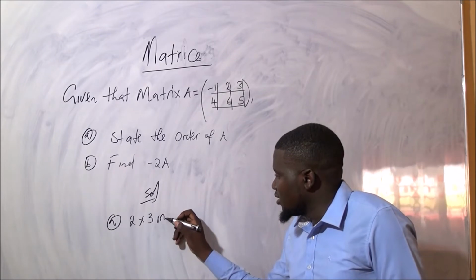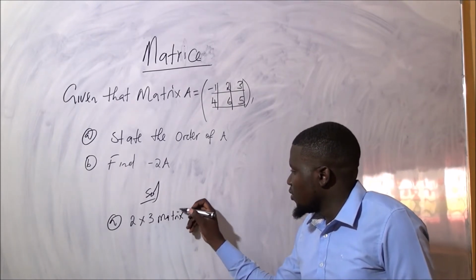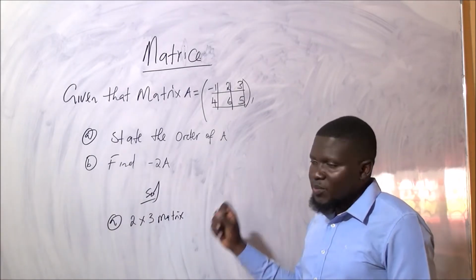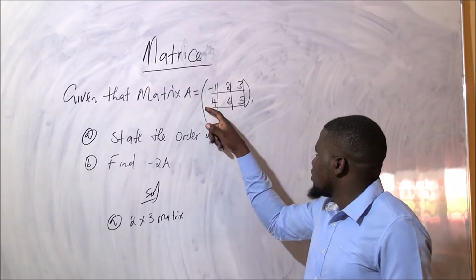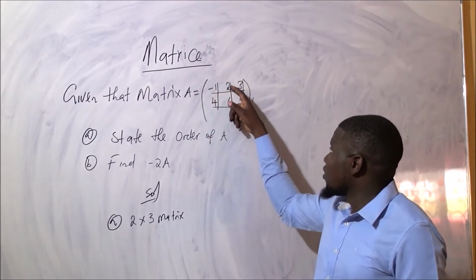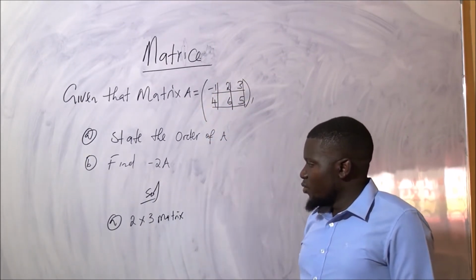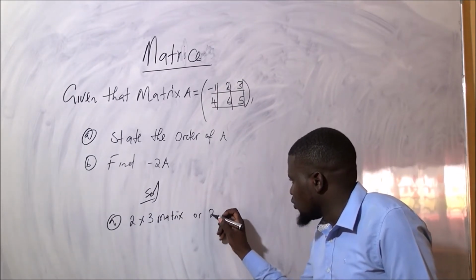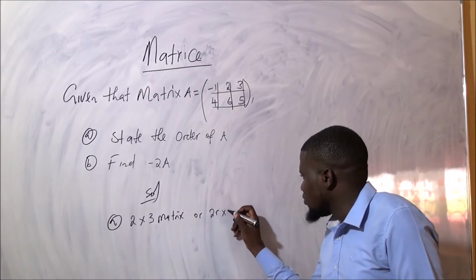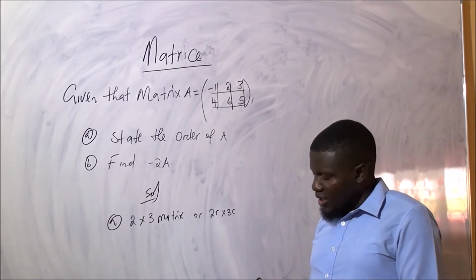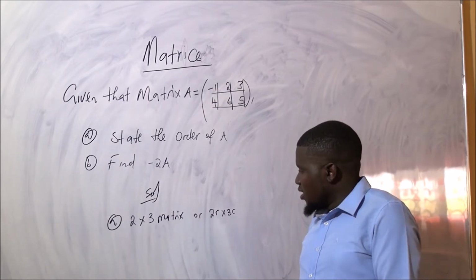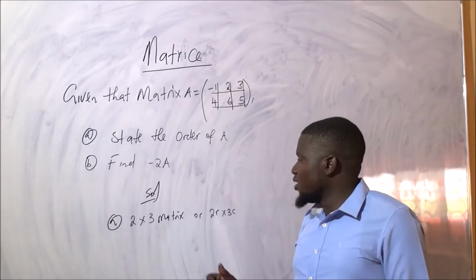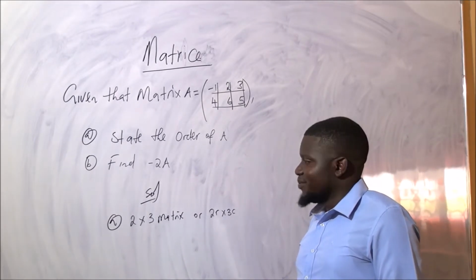So this is how we state the order of the matrix. It's row by column. 2 rows by 3 columns. So in other words, you can express this answer as 2 R by 3 C, meaning that R represents the rows and C represents the columns. This is how you can answer that question.